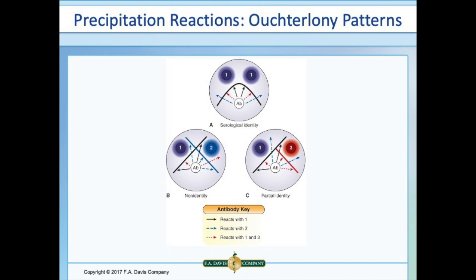wells. This is an example of non-identity. When you say non-identity, the antibody is neither identical to well number 1 nor to well number 2. Okay, this one is partial identity. When you say partial identity, the antibody here is identical to only one of the antigens. Here, you'll be able to see spur formation. If there is a spur formation, it means that only one of the antigens is identical.